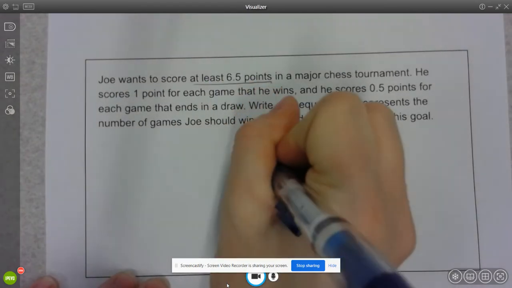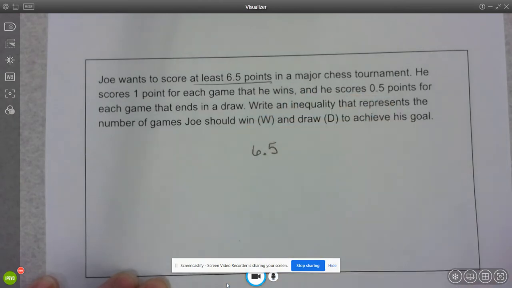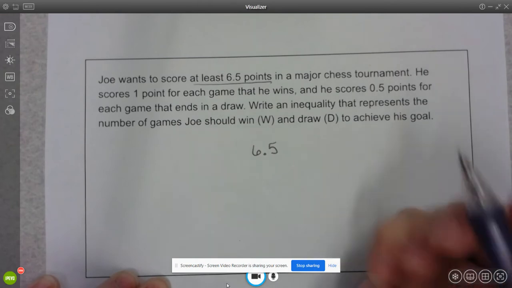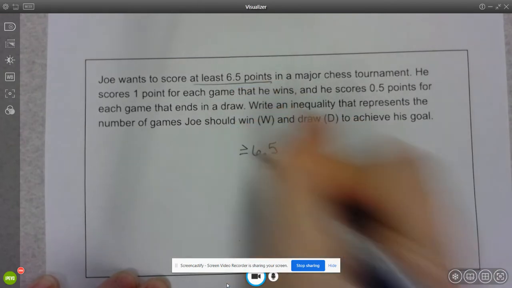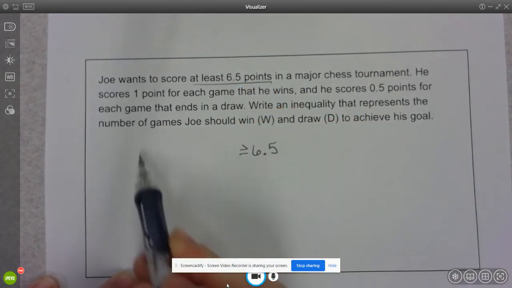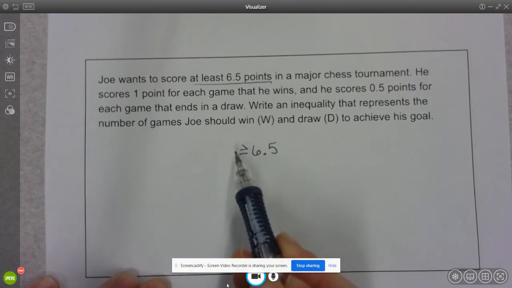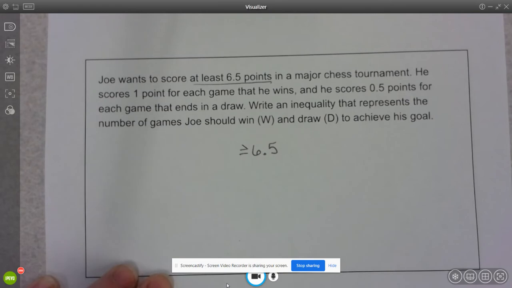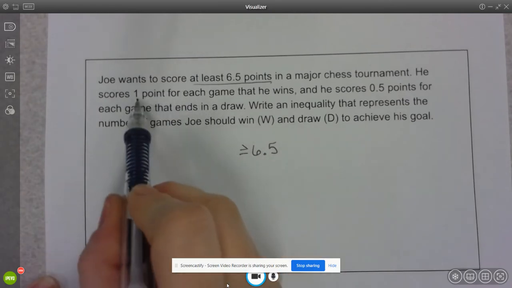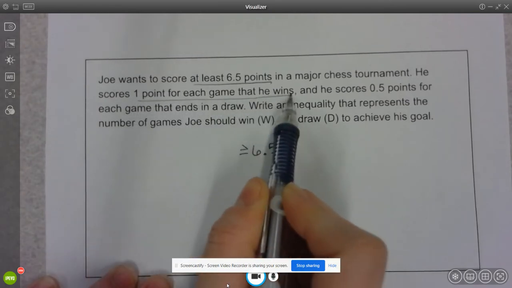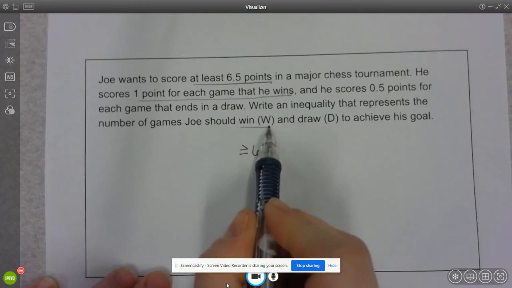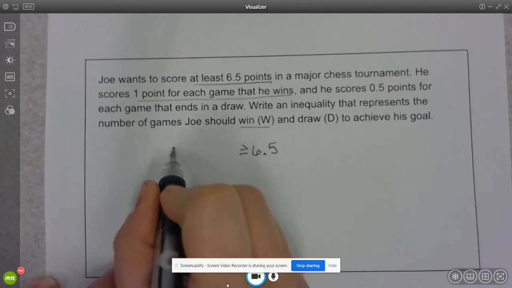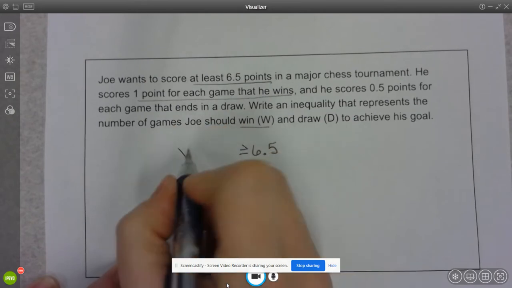So I'm going to start building this equation or this inequality right now. Since 6.5 is the smallest number of points he wants to get, that means all of the ways that he can get the points need to get him more or at exactly 6.5. So 1 point for each game he wins. A win is a W. So I'm going to put a 1W or just W.